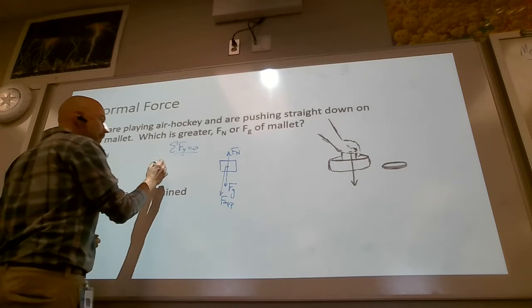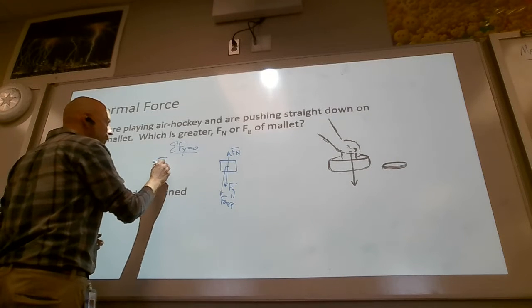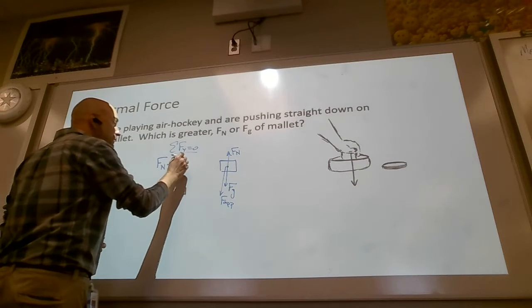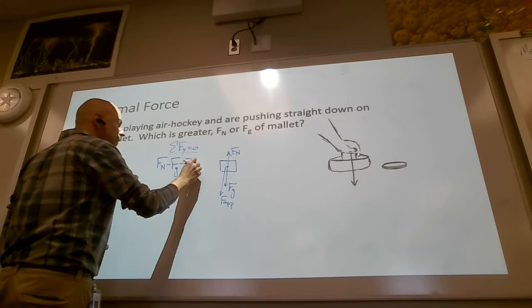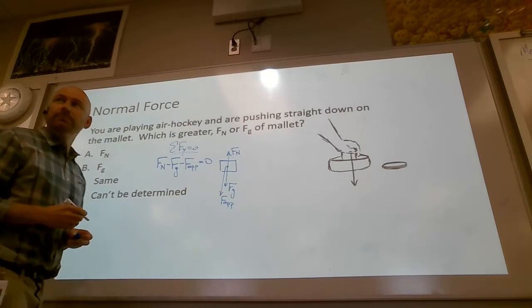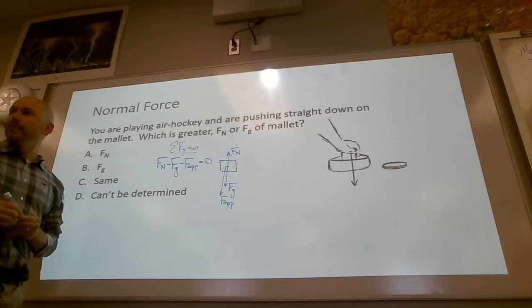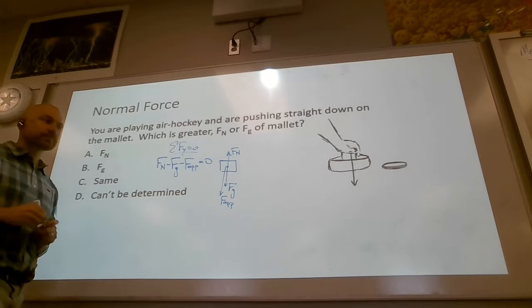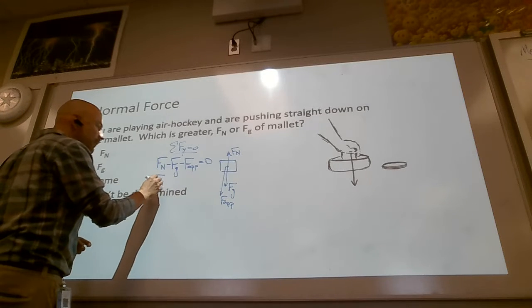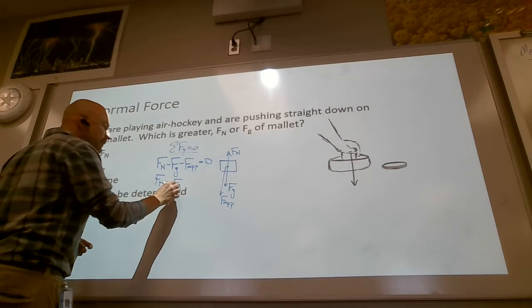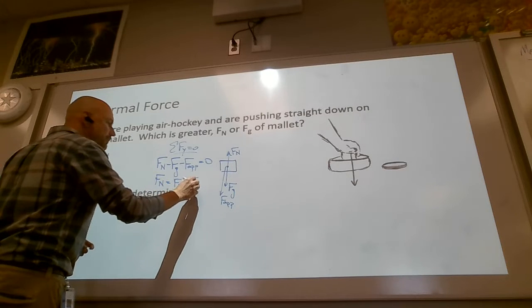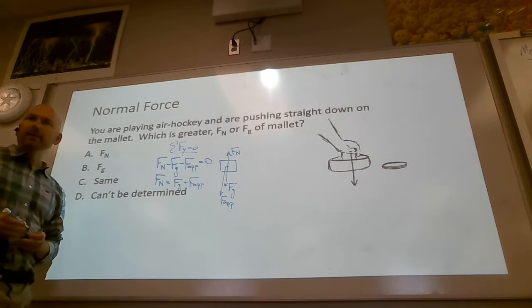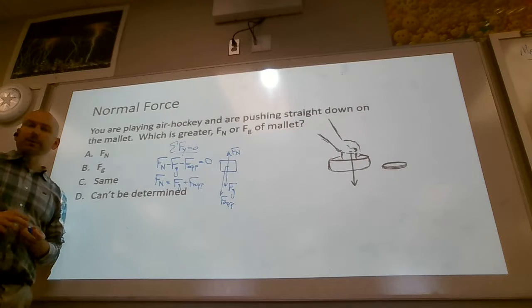So your setup looks like this. Normal force minus force of gravity minus applied force is equal to 0. Good with that? So your normal force is equal to your force of gravity plus your applied force. That's the math. So which is bigger?